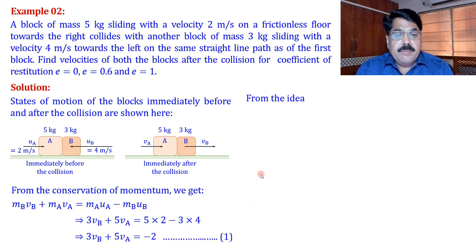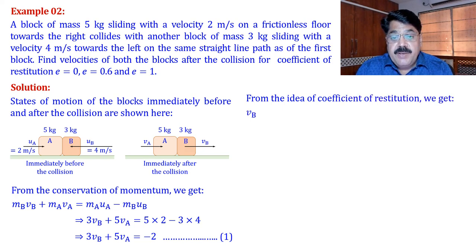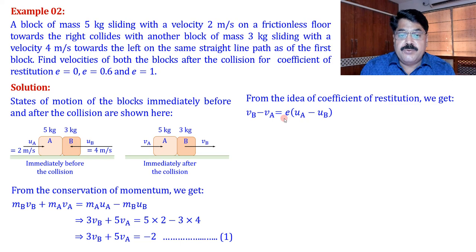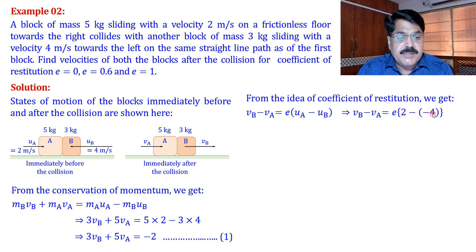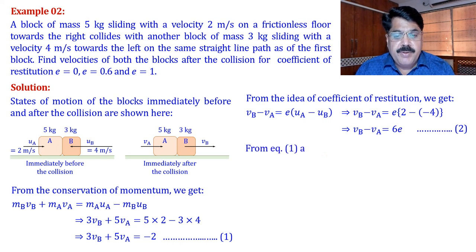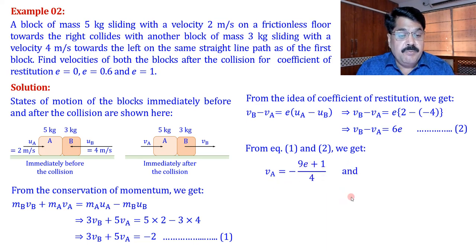From the idea of a coefficient of restitution, we get VB minus VA is equal to E into UA minus UB. Now we substitute values. UA is equal to plus 2 and UB is equal to minus 4. So VB minus VA is equal to E into 2 minus minus 4. So what we get? VB minus VA is equal to 6E. We call it equation number 2, and by solving equations 1 and 2 we get VA is equal to minus 9E plus 1 by 4 and VB is equal to 15E minus 1 by 4.